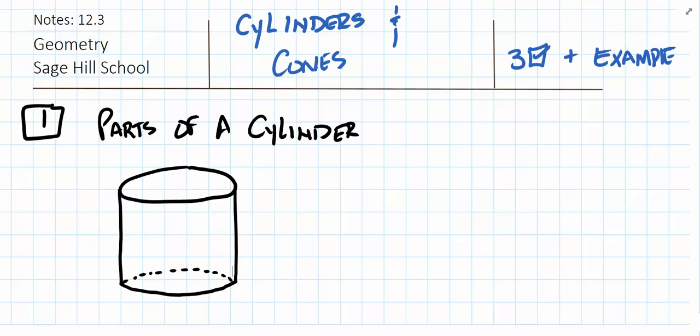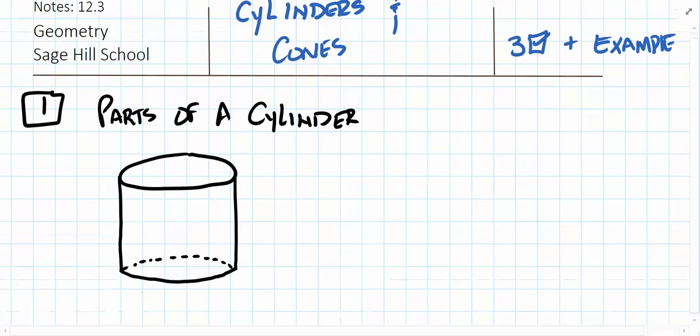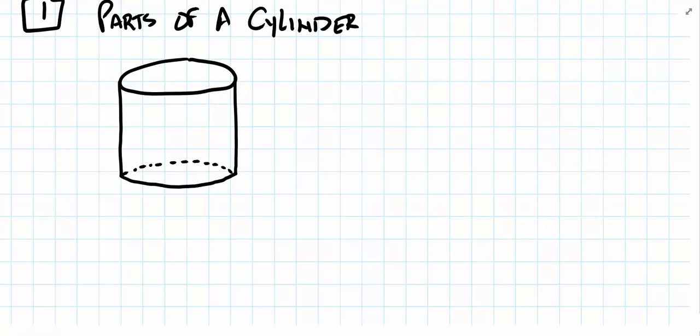12.3, cylinders and cones, 3 boxes plus an example. Let's move up to there. So let's talk about the parts of a cylinder.